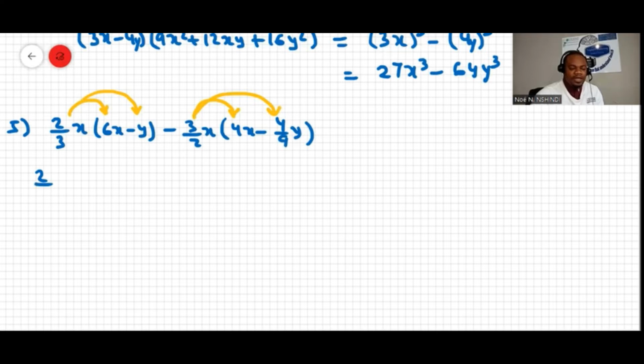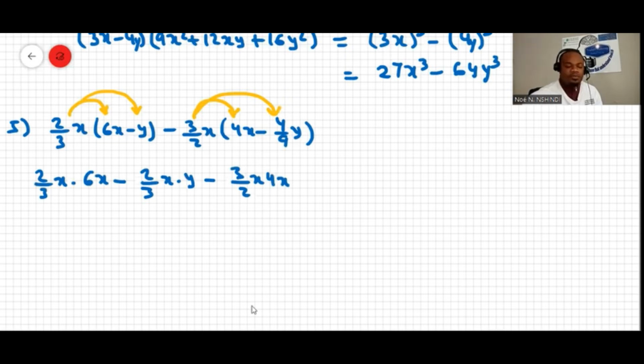So this will be 2 over 3x multiplied by 6x, minus 2 over 3x multiplied by y, minus 3 over 2x multiplied by 4x. Now we need to be careful here. Negative and negative will make positive, so it's going to be positive 3 over 2x multiplied by 4 over 9y. Now, can we simplify? Yes, we can, because here the denominators are 1.